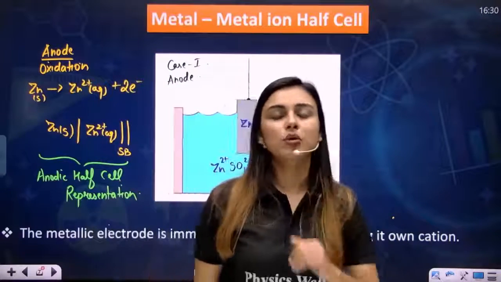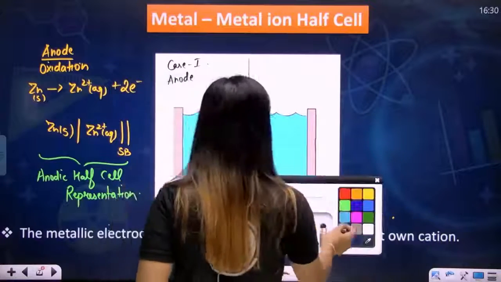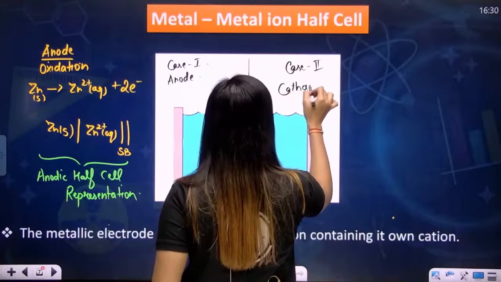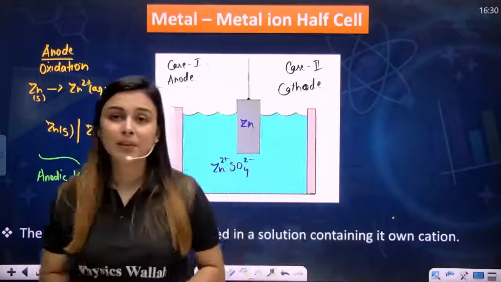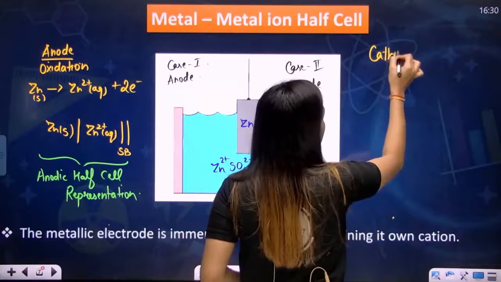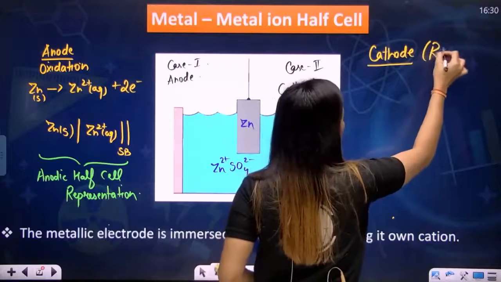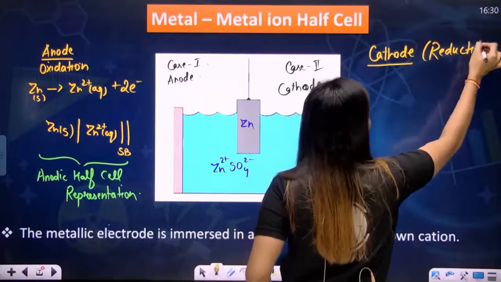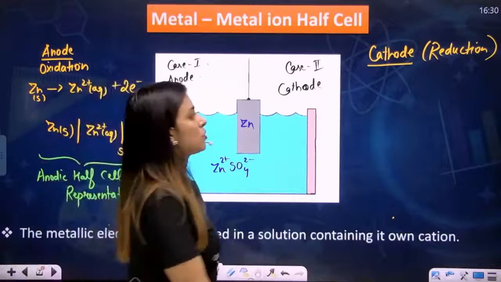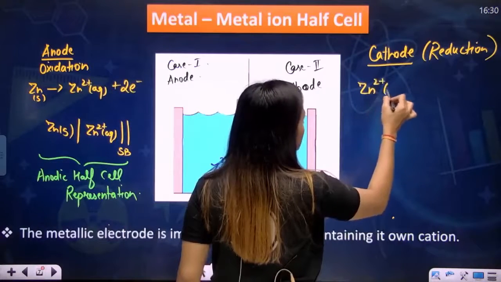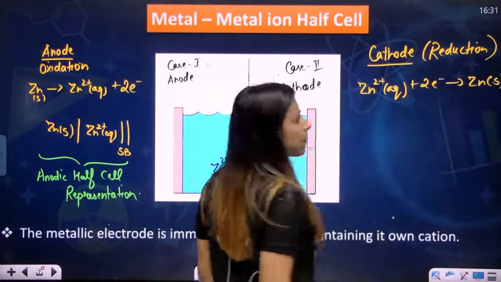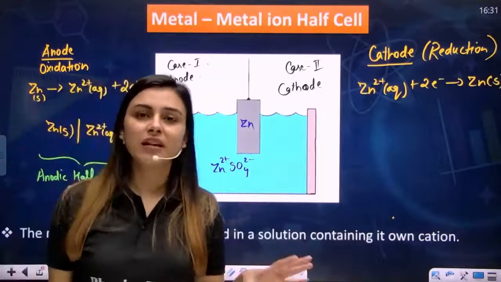Okay. Now let's talk about case 2. What if this was your cathode? Let's talk about what will happen if it was a cathode. Okay. So ma'am, if you're talking about cathode, then definitely reduction would be taking place, because on cathode, always and always reduction takes place. What is reduction? Gain of electron is reduction. So this means that this time zinc 2 plus aqueous will gain 2 electrons and it will form zinc solid. This is the half cell reaction that will be taking place.